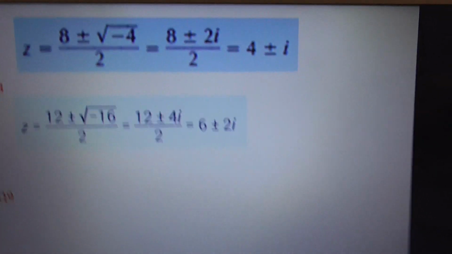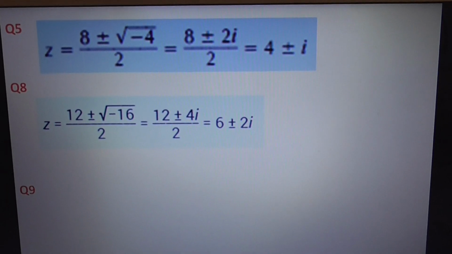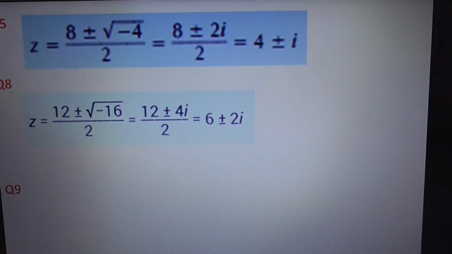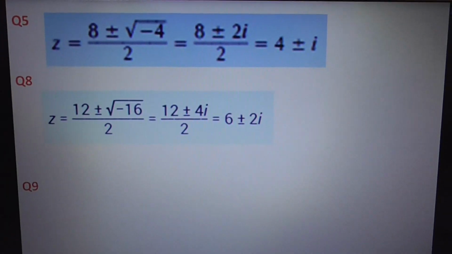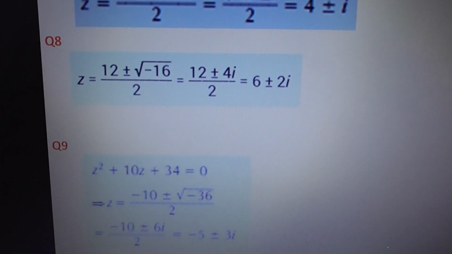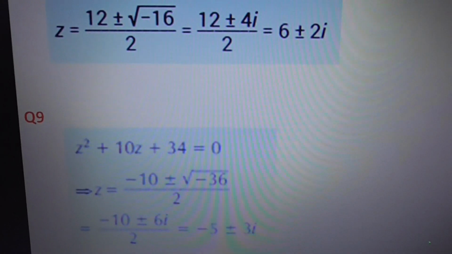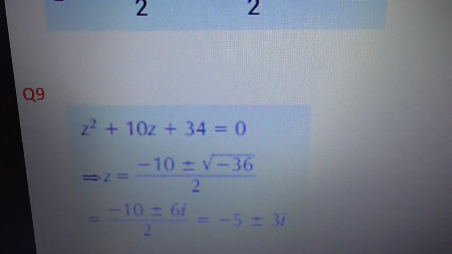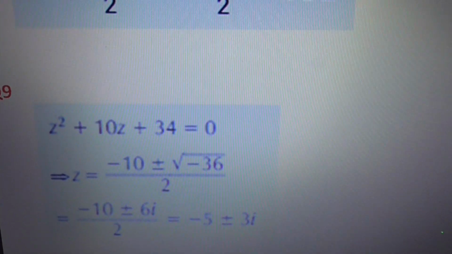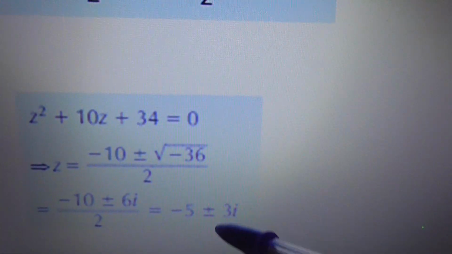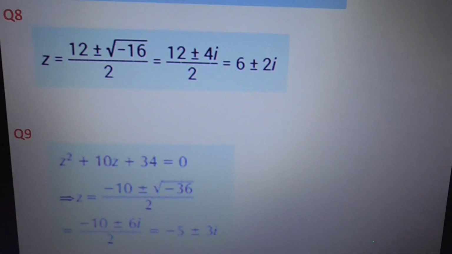Question 9. Find the roots of the following quadratic. So, as I said, multiply out the right-hand side, and then bring everything over to the left-hand side. When you do that, you should end up with this quadratic, z squared plus 10z plus 34 equals 0. Use your minus b formula, and you should be able to get out minus 5 plus or minus 3i as your solution.